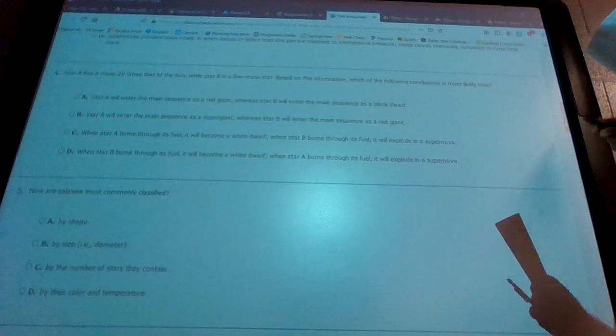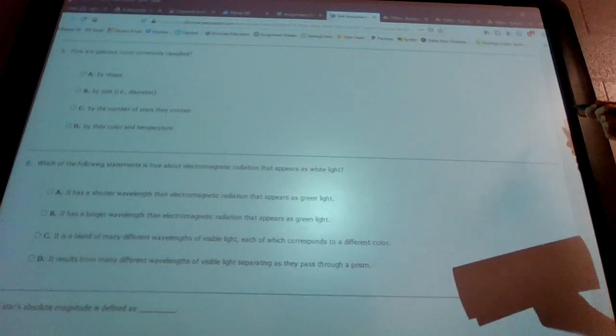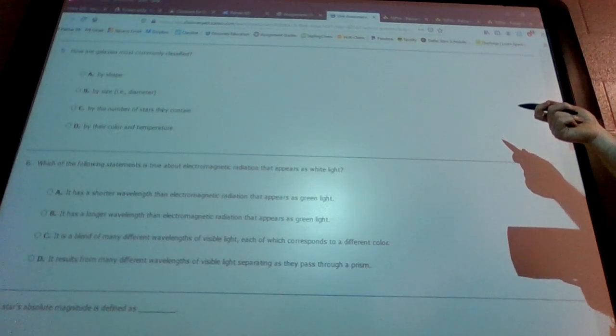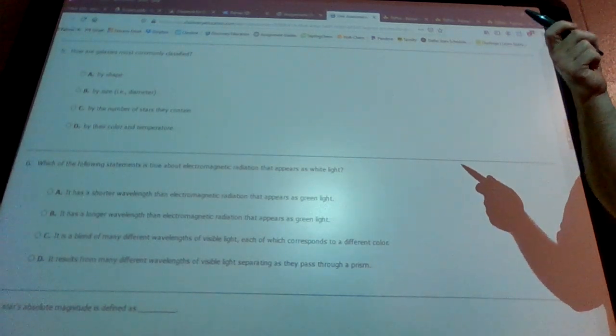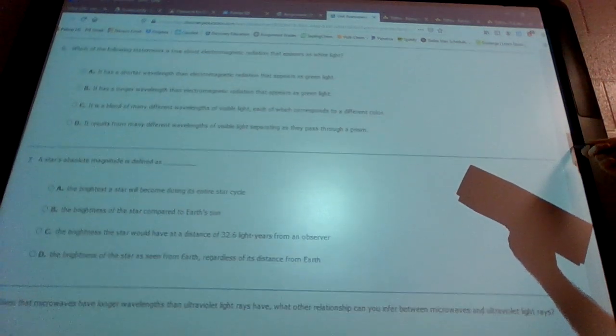Let's see. How are galaxies classified? I think you should know that. We went through 3 different names for the types of galaxies. One of them, the Milky Way galaxy, is what type of galaxy? Spiral. Yeah, so that should give you a big clue.